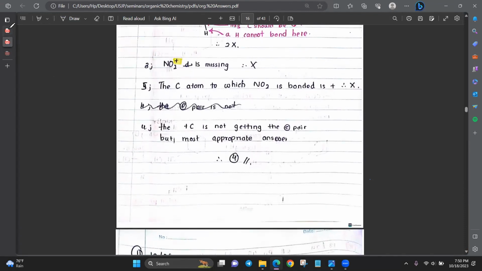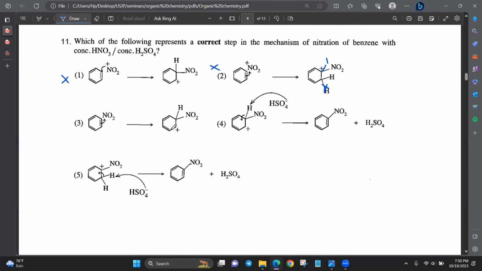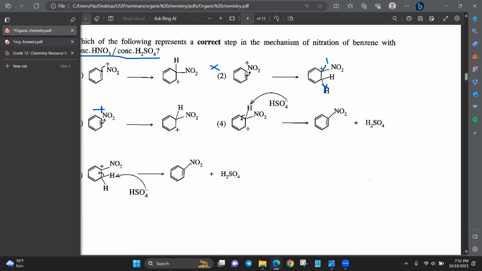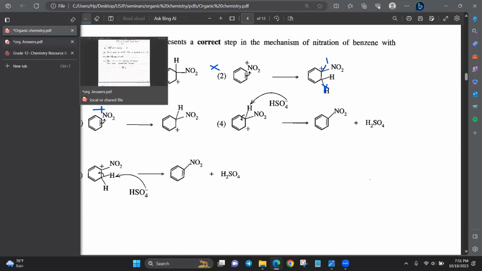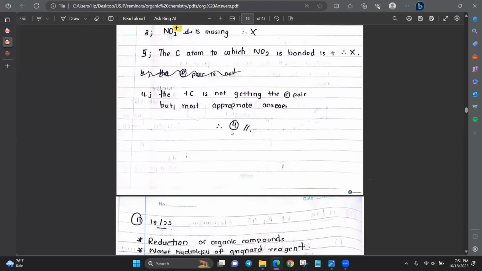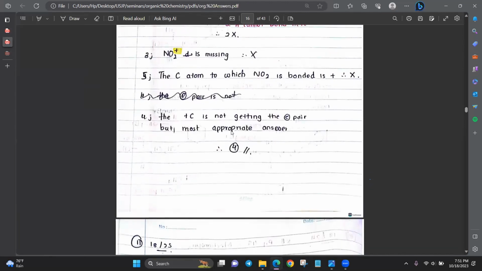In the third one, this step is correct. But what is the mistake? Here it should be NO2 plus. From this reagent we are getting NO2 plus, so NO2 plus only should be the electrophile. It's electrophilic substitution, so if it's NO2, it's a wrong answer. Electrophilic means it should have a plus charge, because it should like the electrons. If it is plus, it can like the electrons, right? So the third one is wrong.